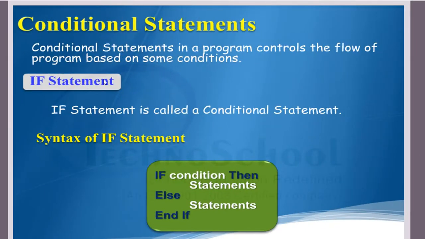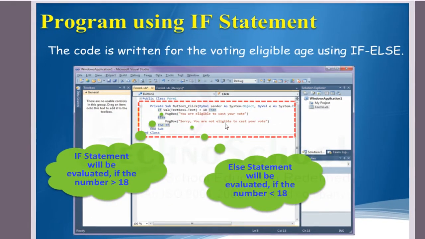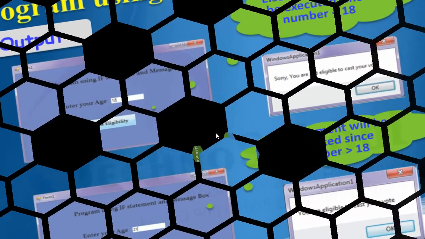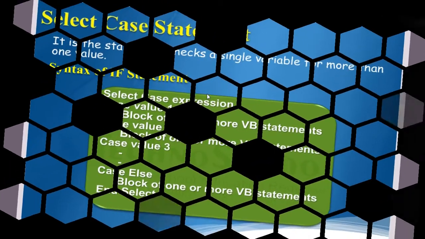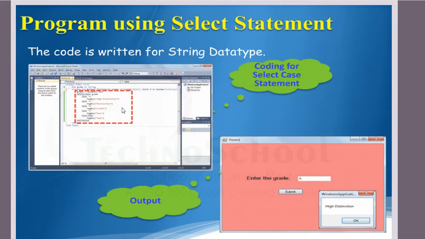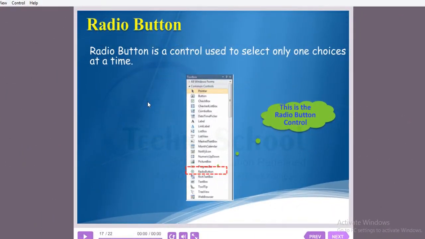We learned about the conditional statement. In the if statement, this is the syntax, and we wrote the code for this if statement, executed the program, and got the result. Next is the select case statement. In the select case statement, this is the syntax, and we did the coding like this and designed the form. At last we executed the program. So today we are going to see in detail about the radio button.